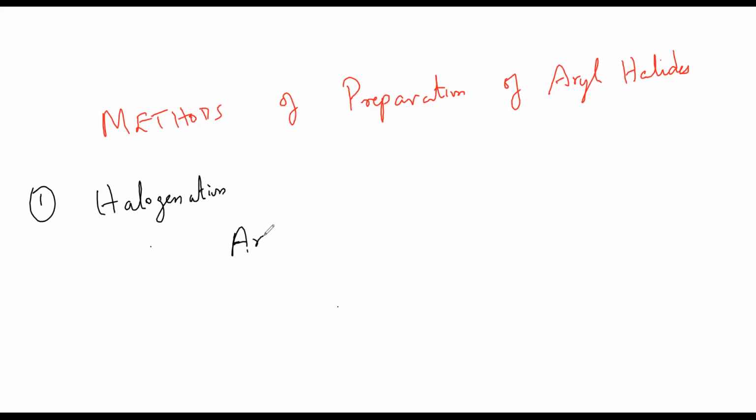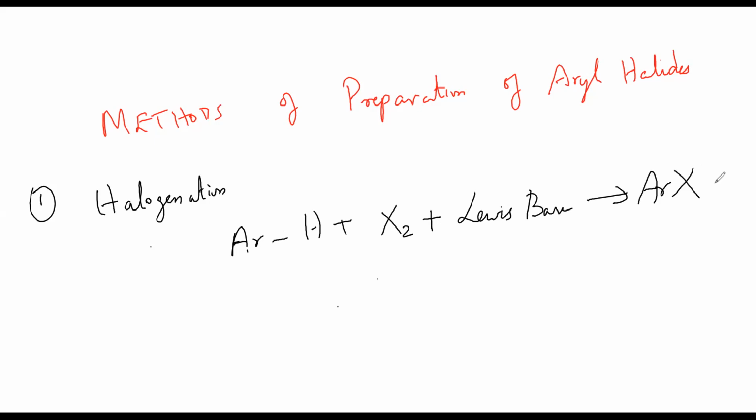Ar stands for aryl. Instead of ring, I'm just writing aryl. That's all. And I think we all know what the Lewis base is. It will give me aryl halide plus HX. This HX may be HCl or whatever it is. Okay, halogenation. That's all.